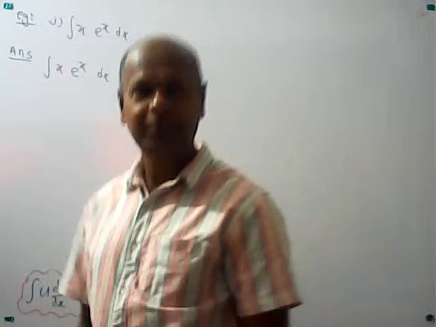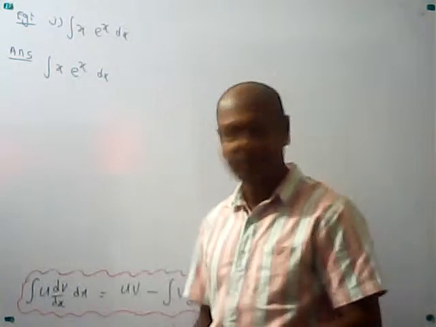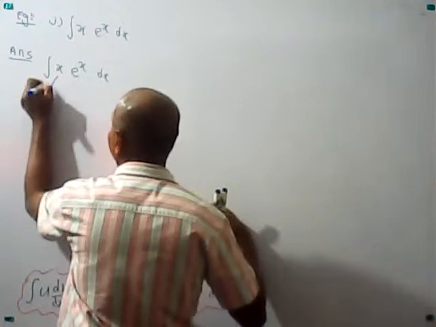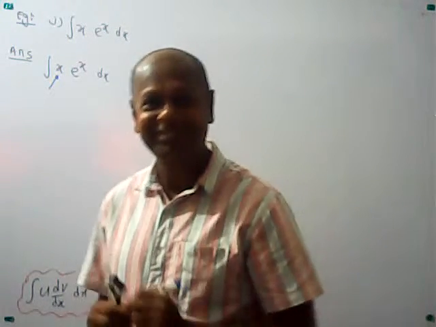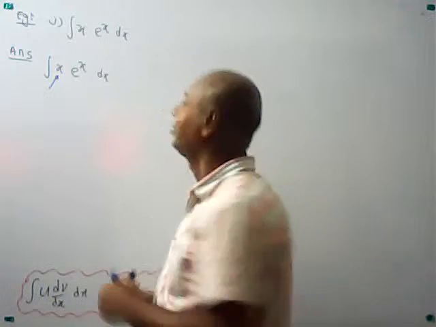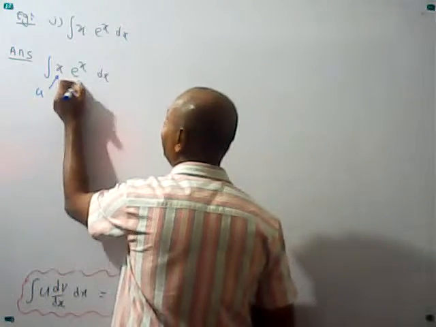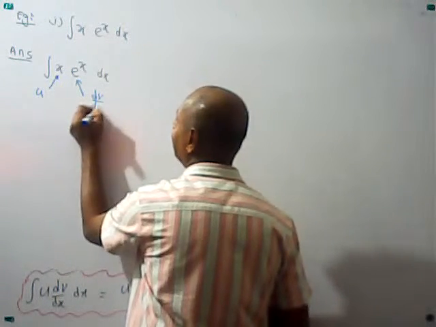So anyway there are two options. So let's take this as Kavisha wishes. Take this as u and this as dv by dx. Right?